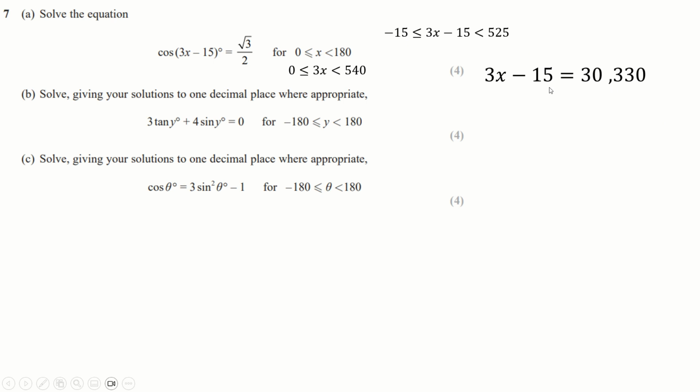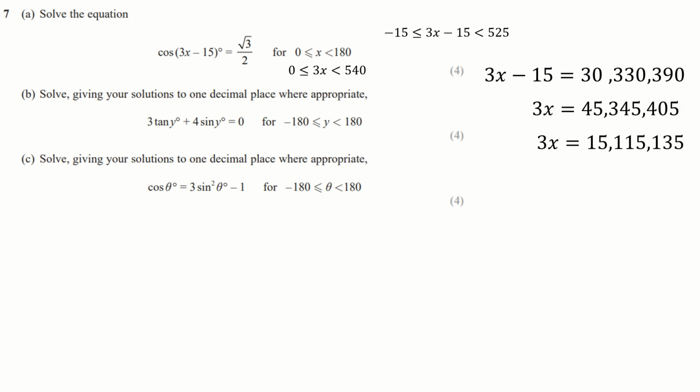So at this point, we just add 15. In fact, sorry, if you add 360 to this one, you do get 390. Apologies, yeah, of course. So this is the first solution. Add 360 to this one, and you're out of the range. So okay, those are the 3 solutions. Add 15 to all of them, and then divide all of them by 3, and you'll get your solutions there.